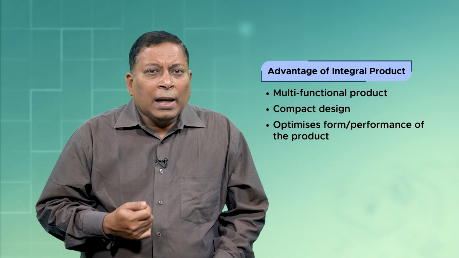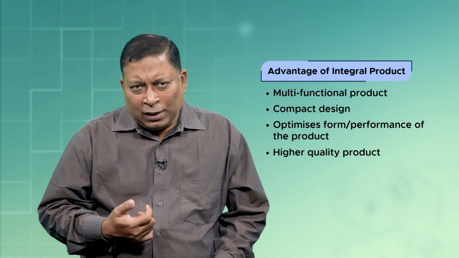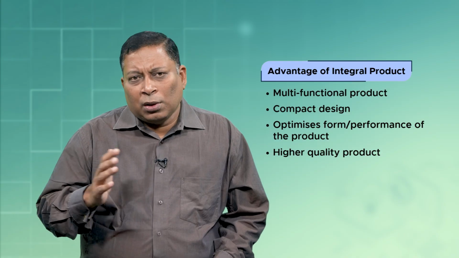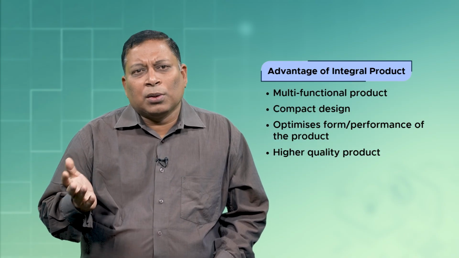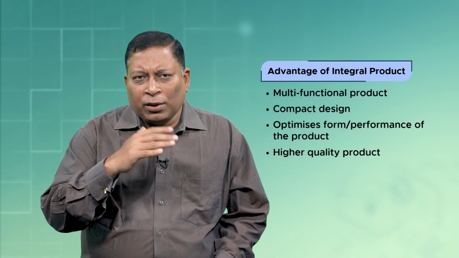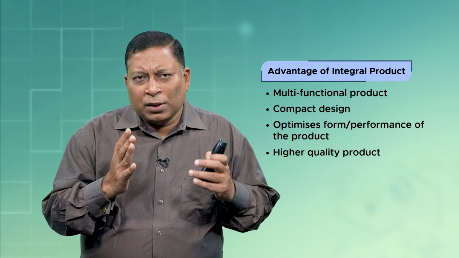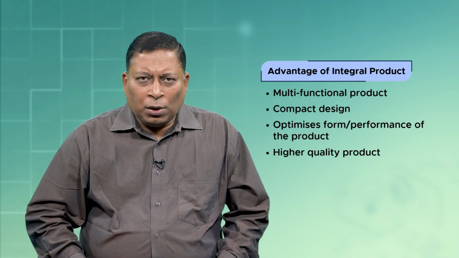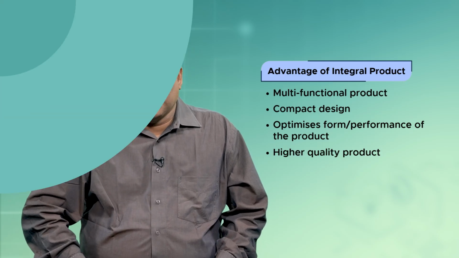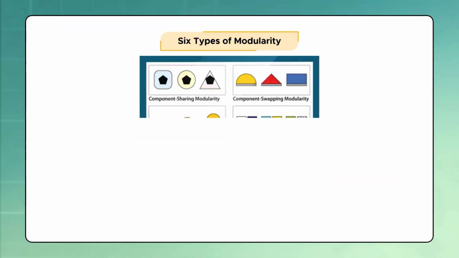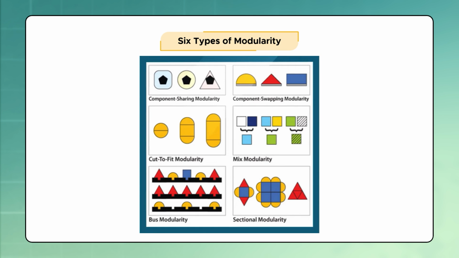Here it can also have higher quality in terms of small size, high quality, versus your desktop. But flexibility versus quality, or form versus flexibility, these are typical trade-offs when it comes to integral versus modular structure. Now, with respect to modularity, we can think of 6 different types of modularity here.